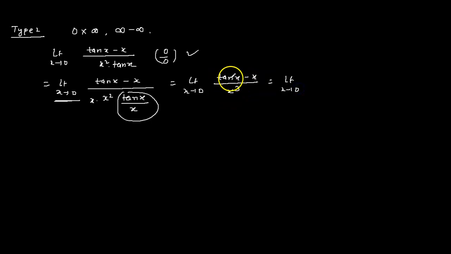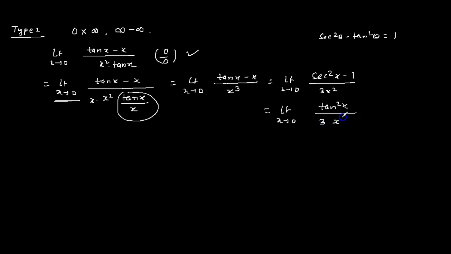Still this is 0 by 0 form only. So differentiate here. Tan differentiation is what? Second square of x minus 1 divided by 3x square. Right? 3x square. And limit of x tends to 0. Second square, you know that second square theta minus tan square theta is equal to what? 1 only. So second square minus 1, I can write tan square of x divided by 3x square, right? So limit of x tends to 0. If 1 by 3 to take outside, this one I can write it here, tan of x by x whole square, right?